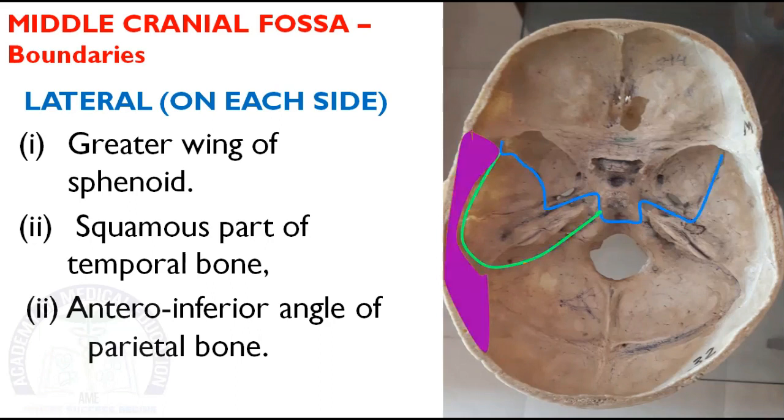Next is the lateral boundary on each side. It is formed by the greater wing of the sphenoid bone, the squamous part of the temporal bone and the anterior inferior angle of the parietal bone. So this is the anterior inferior angle of the parietal bone, this is the squamous part of the temporal bone and this is the greater wing of the sphenoid bone. All these three structures form the lateral boundary of the middle cranial fossa.